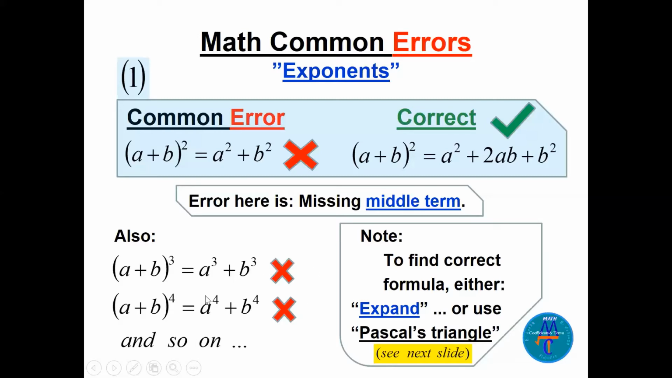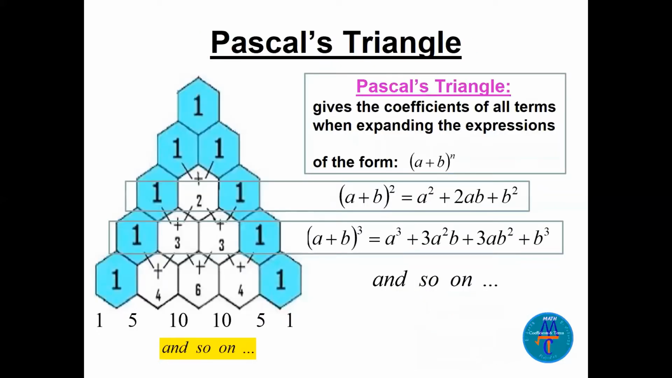Now, each one of these has a formula. Some of these formulas are a little long and big. You cannot memorize them. To find the correct formula, you have 2 ways to do this. Either you can expand. Expand means you multiply the brackets, A plus B times A plus B, or A plus B squared times A plus B, whatever the power. Or you can use Pascal's triangle. I put this information on the next slide. It will help you to find the coefficients.